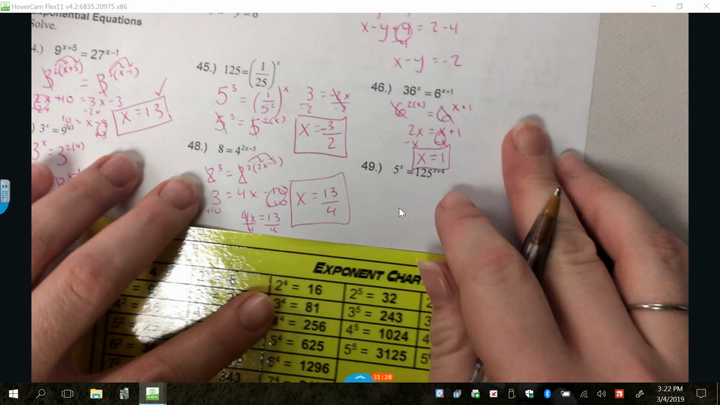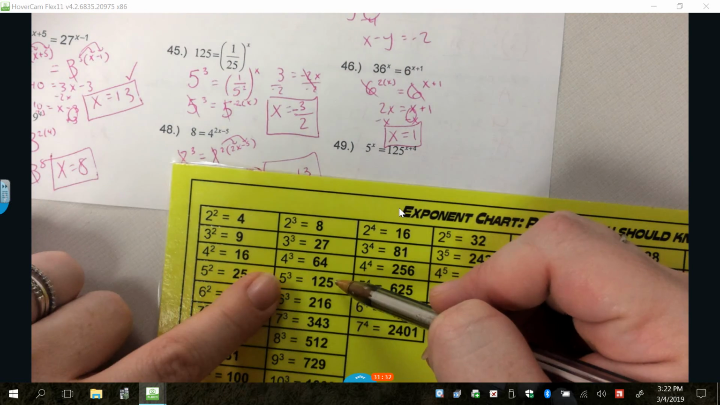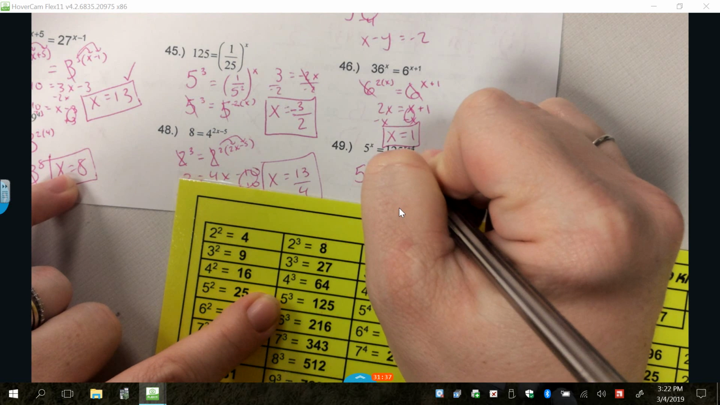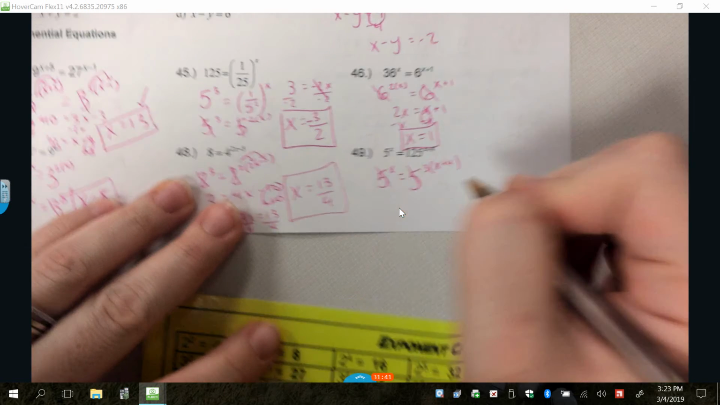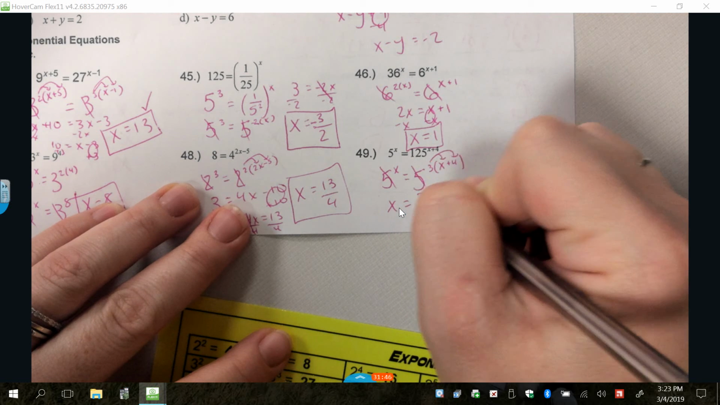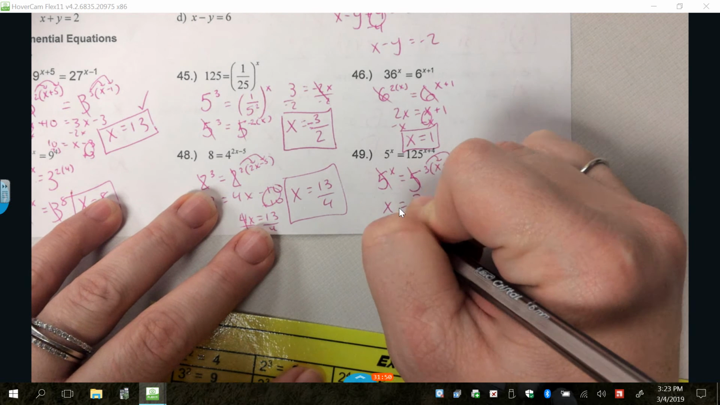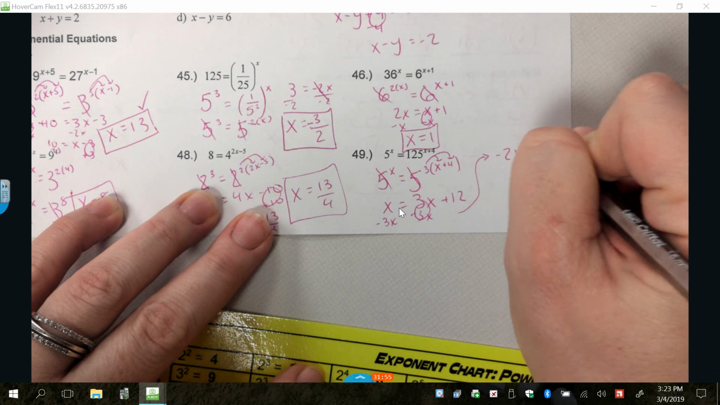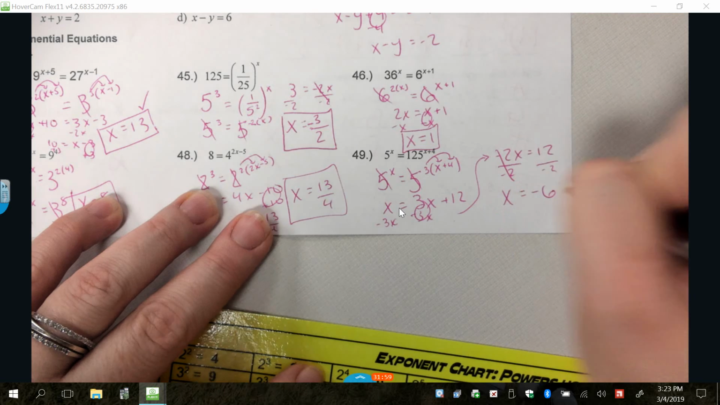Last but not least, okay, 125. 5 is prime, so we can't mess with that. But 125 is 5 cubed. So 5 to the x equals 5 cubed. Don't forget to multiply that times what was already there. Bases cancel, and I get x equals 3x plus 12, sorry. So minus 3x, minus 3x. So I get negative 2x equals 12. Divide by negative 2, divide by negative 2, x equals negative 6.